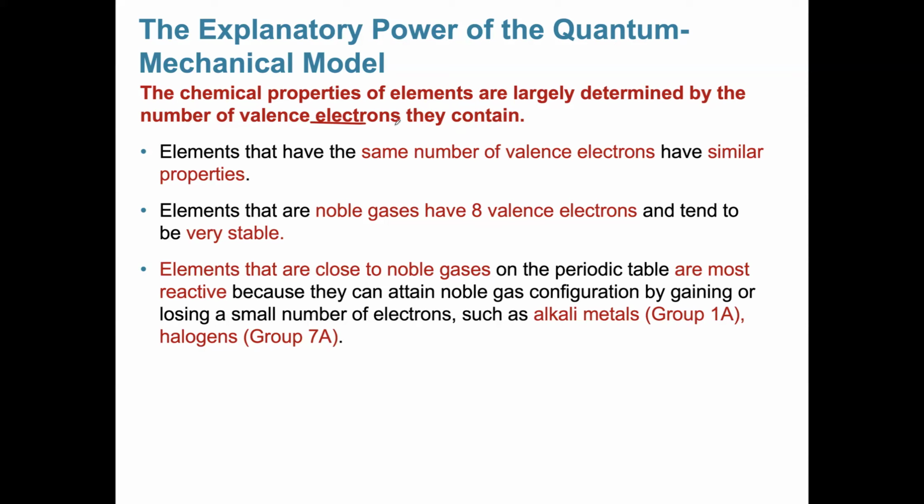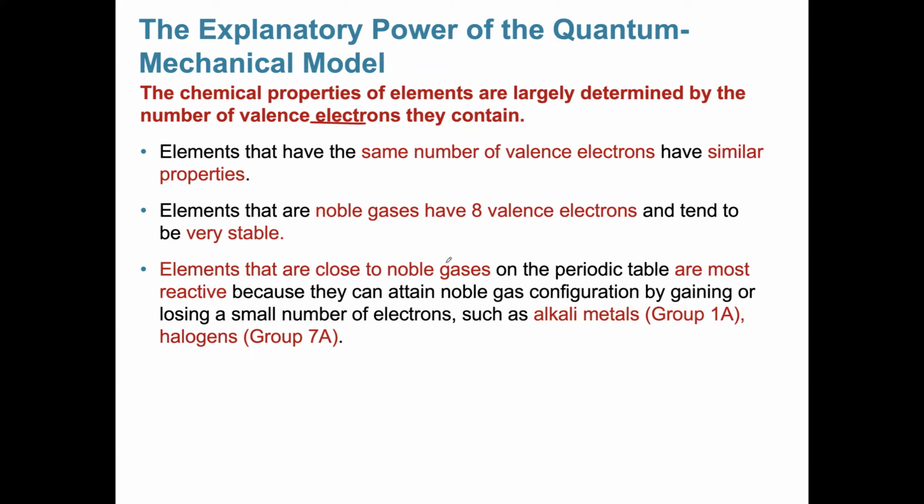For example, group 1A metals, lithium, potassium, sodium, all have similar properties since they all have one valence electron. And noble gases all have 8 valence electrons. They tend to be very, very stable. So elements that are close to noble gases on the periodic table are most active, such as group 1A, which are alkali metals, and group 7A, the halogens.